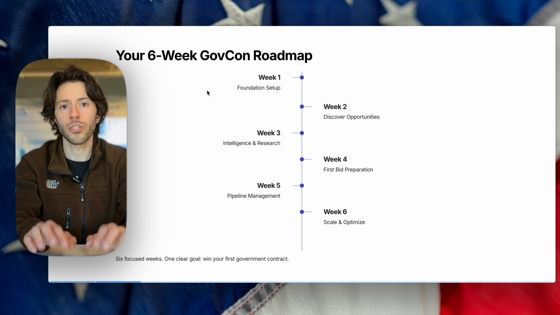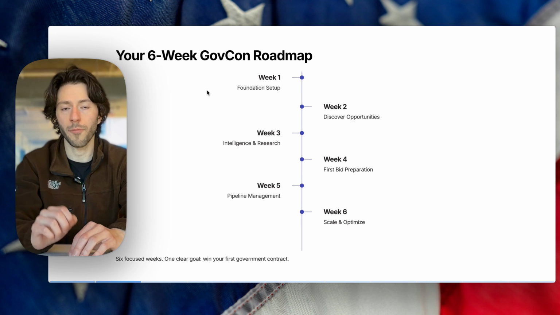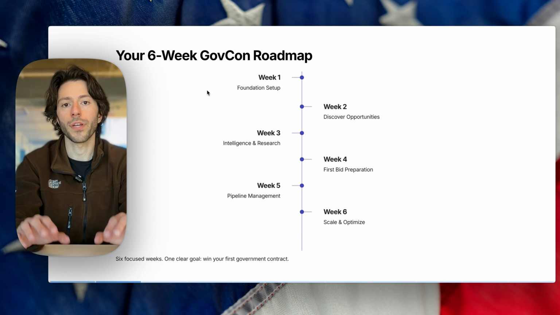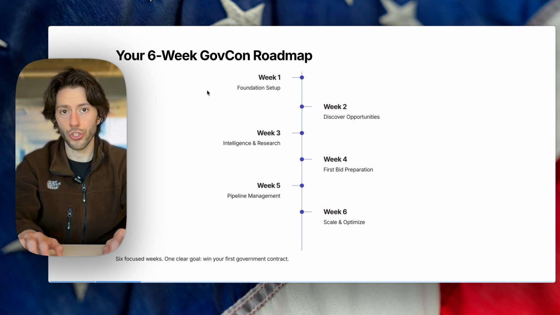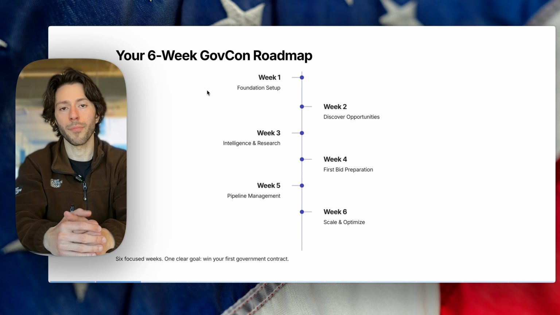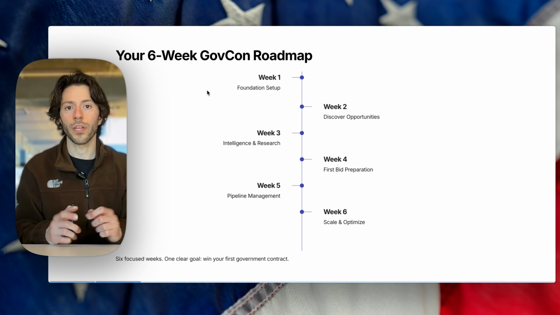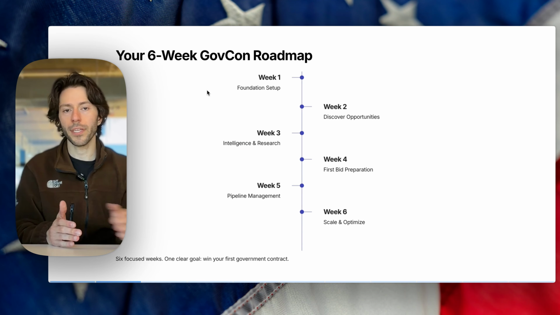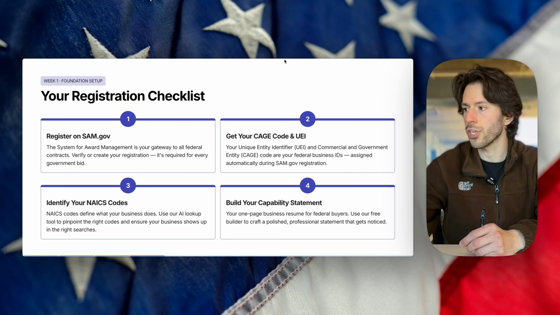Week number 2, we're going to start discovering opportunities: searches, keyword searches, which websites to look on for government contracts, and understanding the sources. Week number 3, we're going to talk about a hidden layer that no one really talks about, which is intelligence and research. The 4th week, which should be the biggest, we're going to prepare our first bid package, and go through all the steps of preparation. Week number 5, we're going to have some sort of a pipeline that we're going to need to manage. And in week 6, we're going to start scaling, optimizing, and repeat all the way from week number 2 to scaling again.